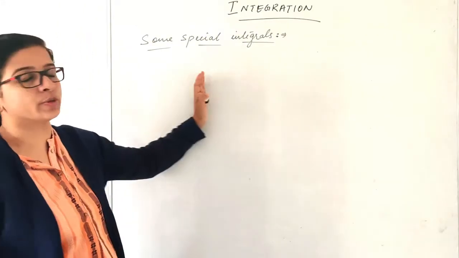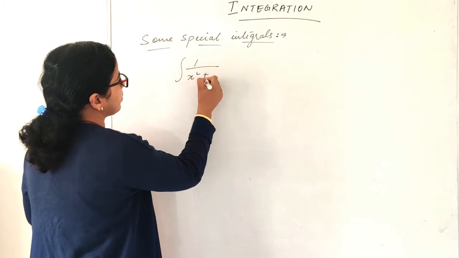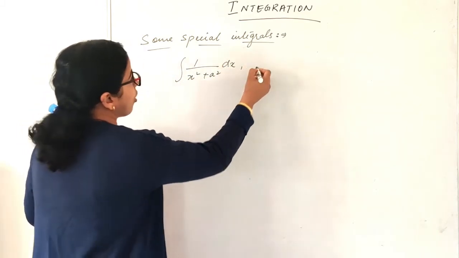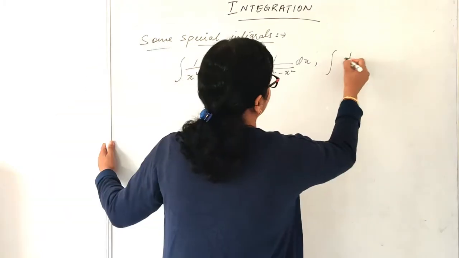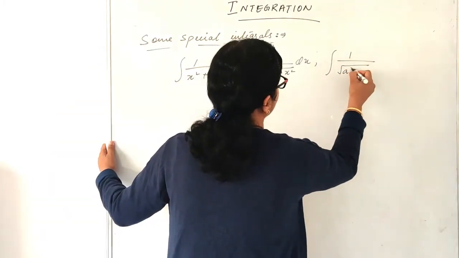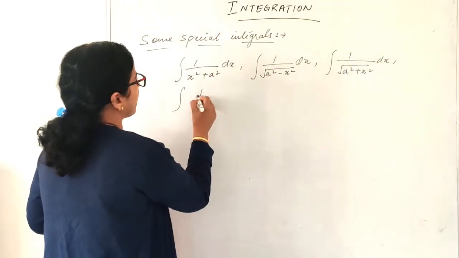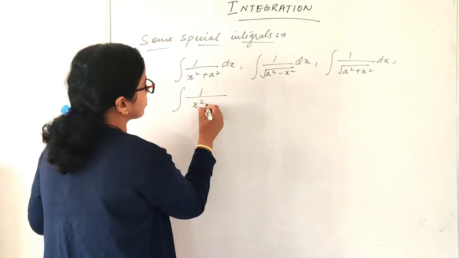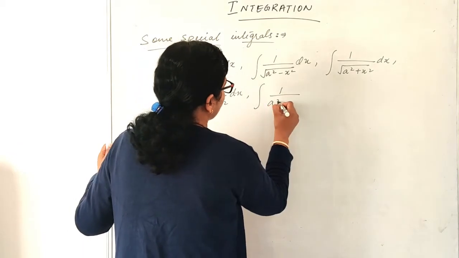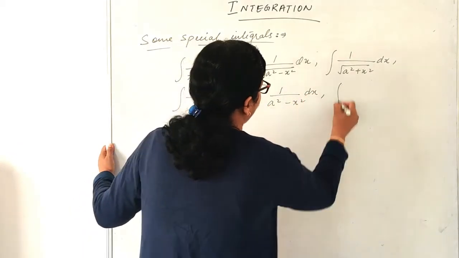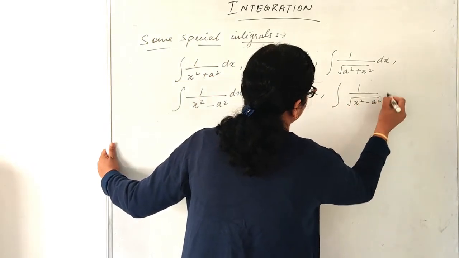Now let us talk about some special integrals. So the integrals of the kind 1 upon x square plus a square dx, or 1 upon root a square minus x square, 1 upon root a square plus x square dx, or the integral of the kind 1 upon root x square minus a square dx, integration 1 upon a square minus x square dx, and 1 upon root x square minus a square dx.